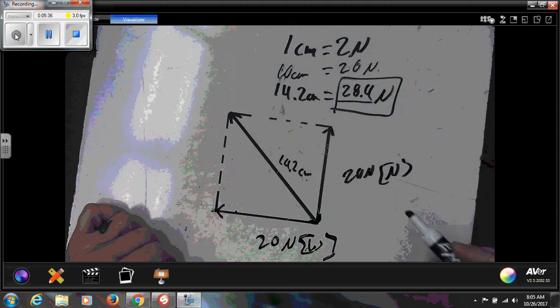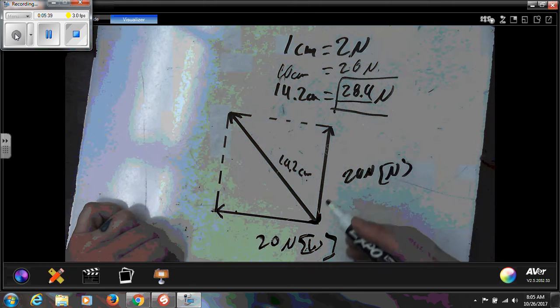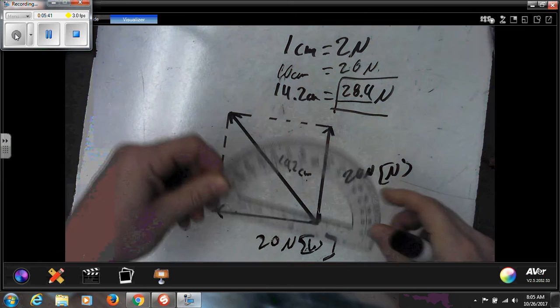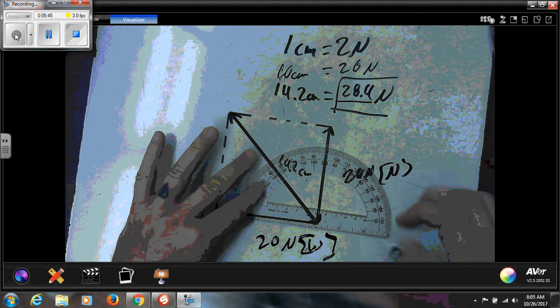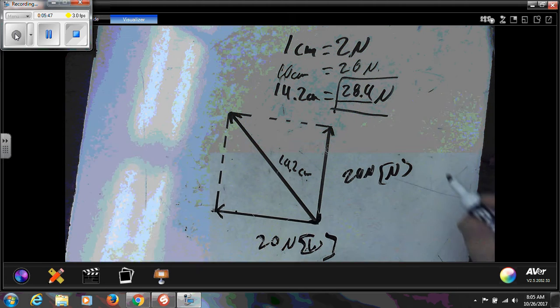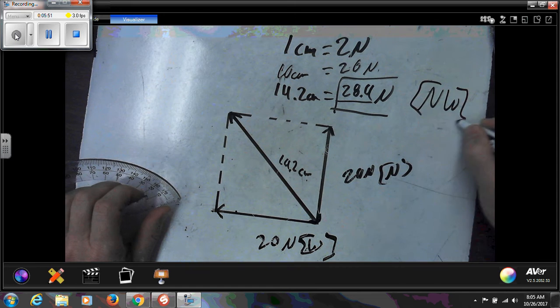For the final answer, I can't just have magnitude, I also have to have direction. If I measure this angle, you're going to find it's just a bisector, that this is actually just 45 degrees. And if it's exactly 45 degrees, I can call that northwest, because that's exactly what northwest means.